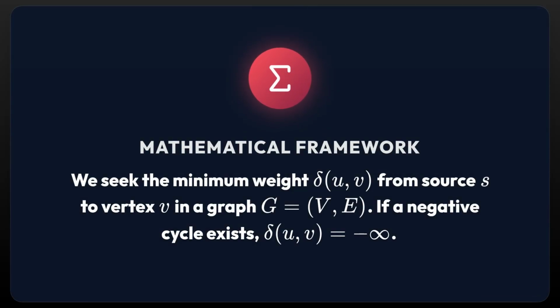Let's define our terms precisely. We are working with a weighted, directed graph, G, consisting of vertices V and edges E. Our goal is to find the delta of U to V, which represents the lowest possible sum of edge weights between 2 points. A critical concept here is the negative cycle. If a loop in the graph has a total negative weight, you can spin around it forever, reducing the cost infinitely. In that case, the shortest path is undefined, or negative infinity.